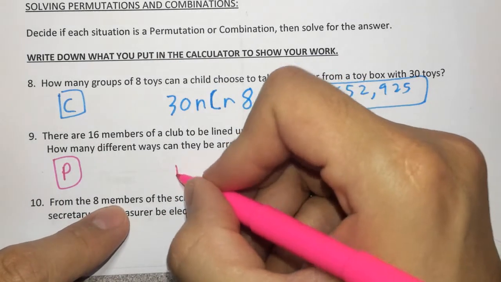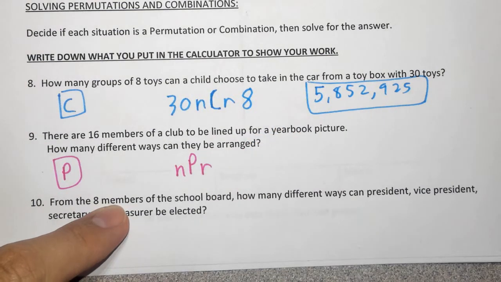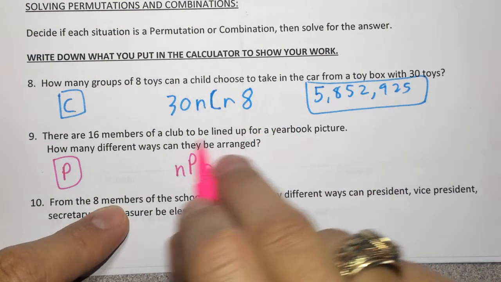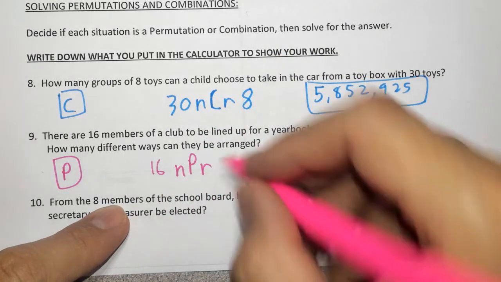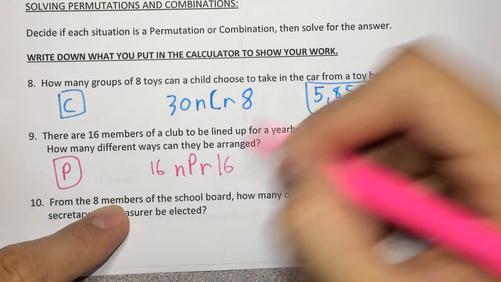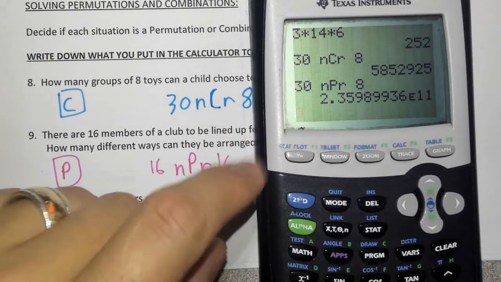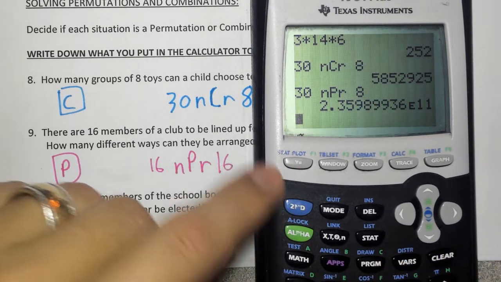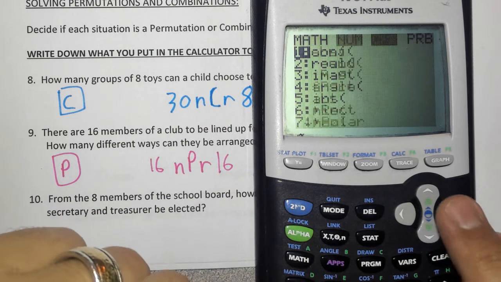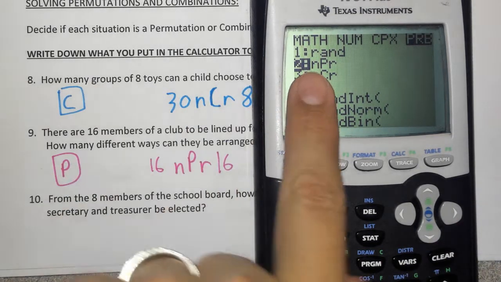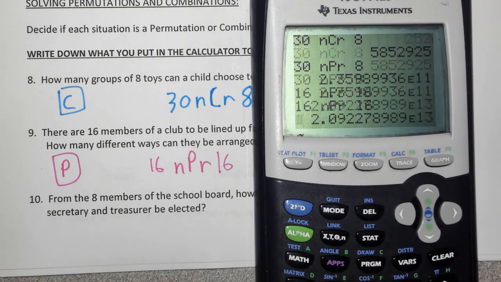So for permutation, we use nPr. We have 16 members, and we're using all 16 of them. We could also do something else in a second. So we have 16 total, math, probability, nPr, it is a permutation, and we're going to use all 16 of them.